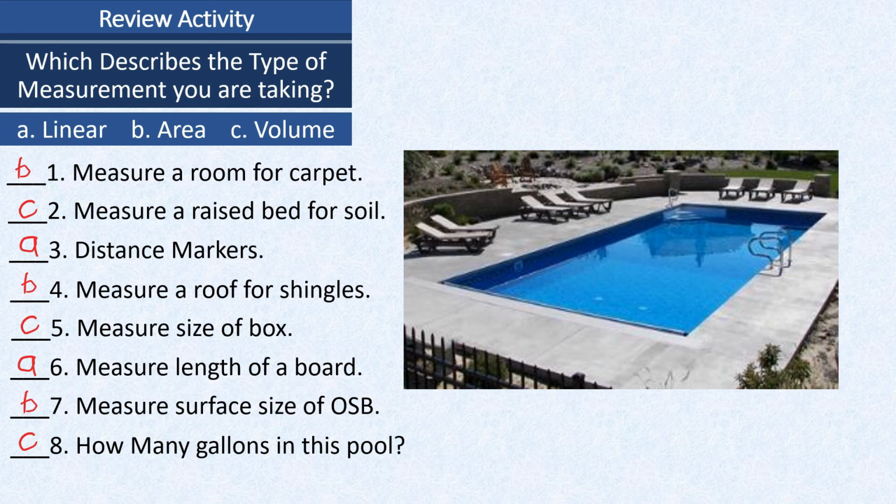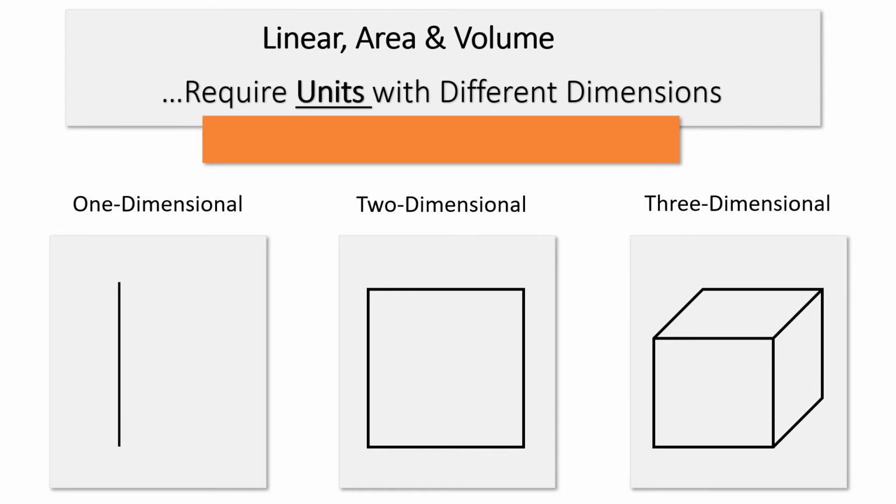Alright, that was just a little activity to kind of brush up and reinforce what we've already been talking about. Go to the next slide. Alright, so in this section we discussed linear, area, and volume, and how we measure them in different dimensions. Next we'll learn that when we measure in different dimensions, we also need units with different dimensions.